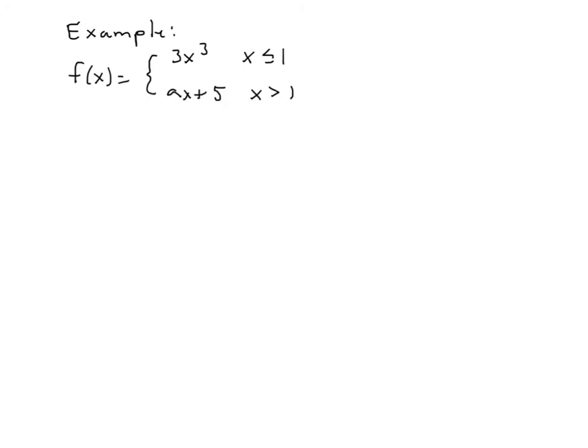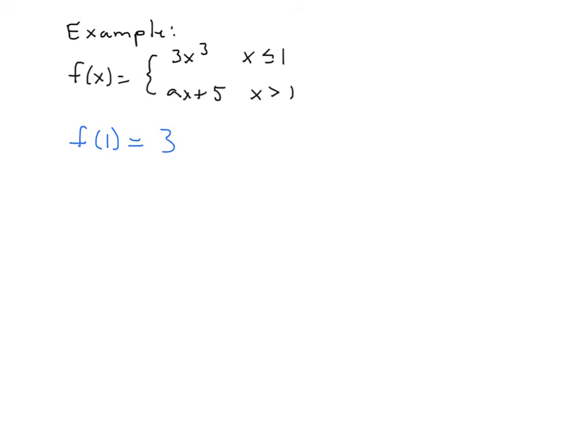Remember, in terms of continuity, the first part is that f of 1 must exist. In this case, f of 1 does exist because this top piece applies when x is less than or equal to 1. So 1 is plugged into this top piece, and I get that f of 1 is equal to 3.